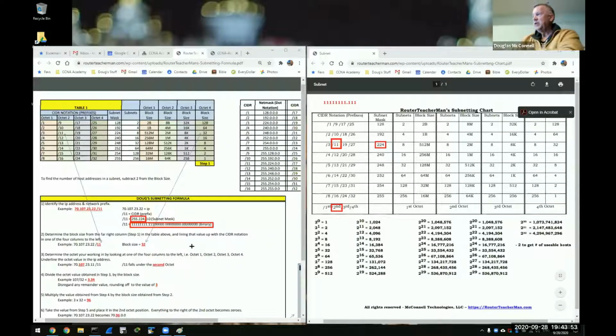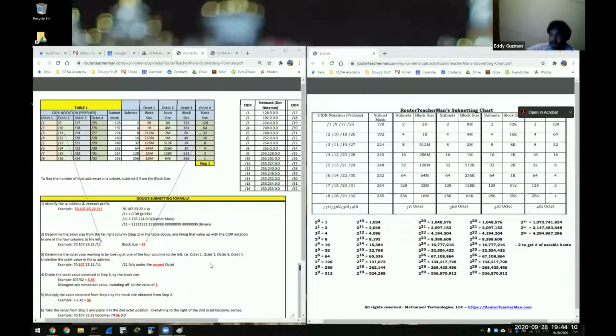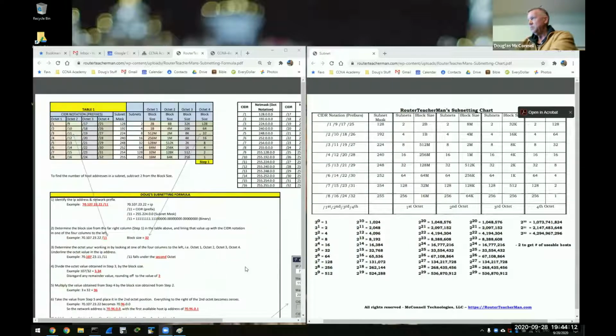Okay, what do we do next? Step number 2. Eddie, tell us what step number 2 says. Determine the block size from the far right column. Far right column of what? It says from step 1. Determine the block size from the far right column.